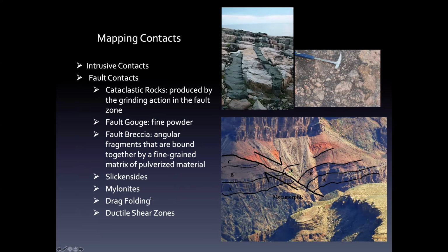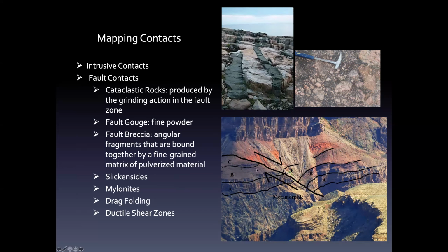Drag folding, we'll hit on that as well. I can show you a picture over here of some drag folding already. Here is a contact between sedimentary rock layers. You can trace them across a fault. In this case, the hanging wall, which is this side, is dropping, so this is a normal fault.